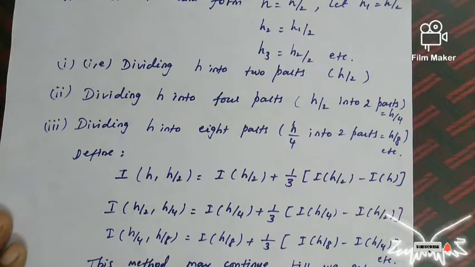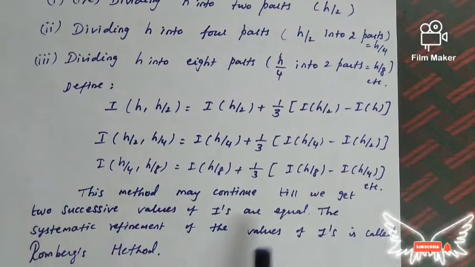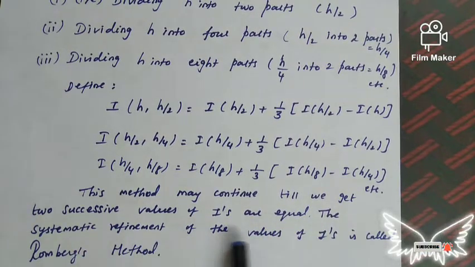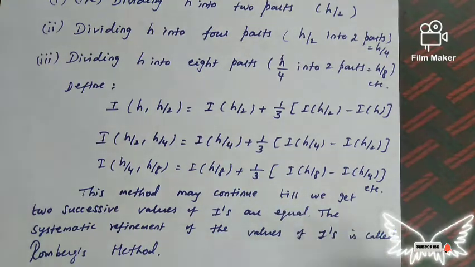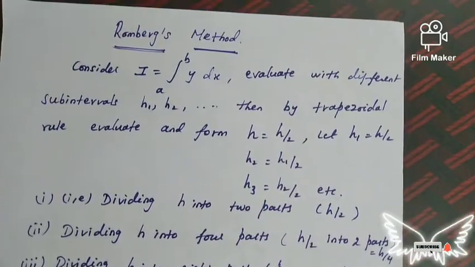This method may continue till we get two successive values of I equal. The systematic refinement of the values of I is called Romberg's method. So what we have read now is called Romberg's method. So how do we do a problem under Romberg's method?